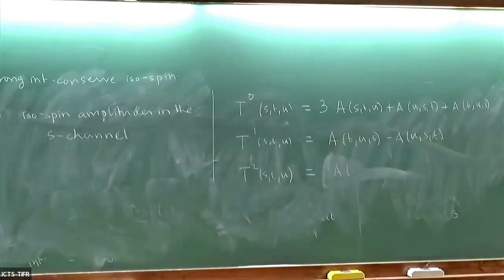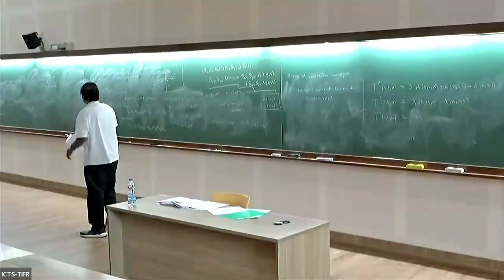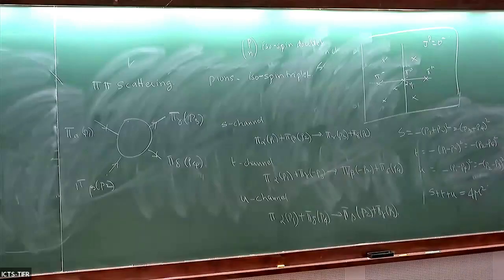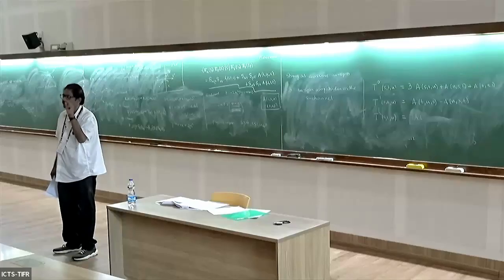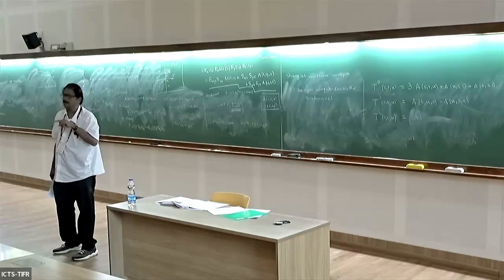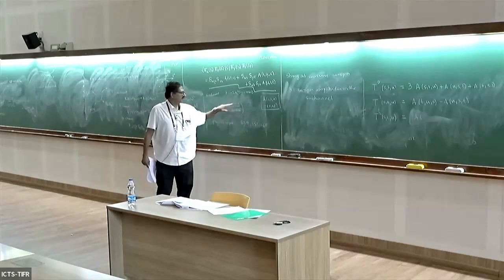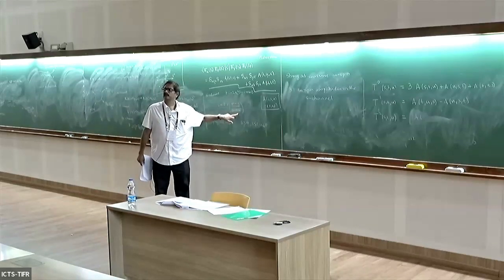There are two independent variables, S and T. U is fixed by the conservation law that S, T and U sum to 4m squared, okay? Only two independent variables. What this means is that A is a function of the square of the center of mass energy and of the scattering angle. T is related to the scattering angle. How is it related to the scattering angle? Yeah, cosine theta is (T minus U) by (S minus 4m squared), okay?